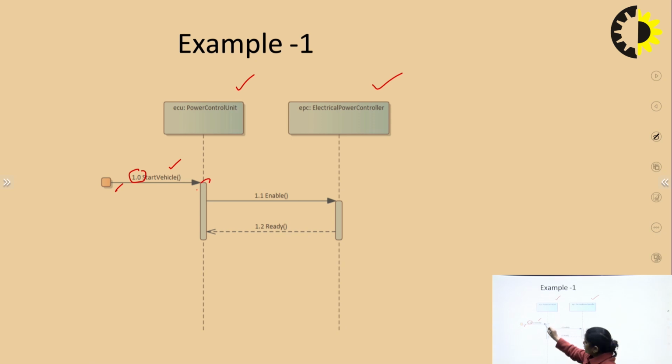After that, this symbol represents the lifeline activation, and from that lifeline activation the power control unit has started. So it gets enabled, and when it gets enabled, the electrical power controller receives the message that it has been enabled. Then it replies. For this message, it sends the reply, shown with dotted lines, that it is also ready. Now after receiving this acknowledgement, the vehicle is going to start.